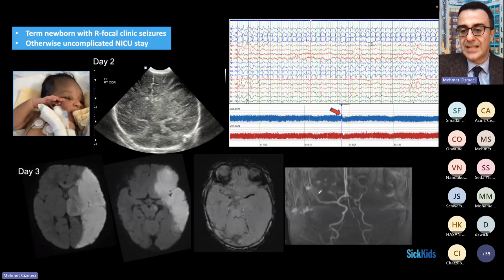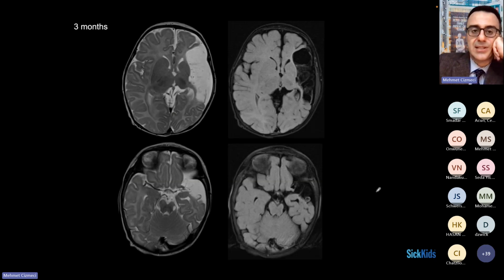As you can see, the MCA on the right side seems to be intact, but we are not able to see the left-sided MCA, which confirmed the diagnosis in this baby. At 3 months, the baby had a repeat scan. This shows us the cystic degeneration of the left side, and you can see the volumetric difference. If you compare the left side and the right side, you can see the asymmetry.